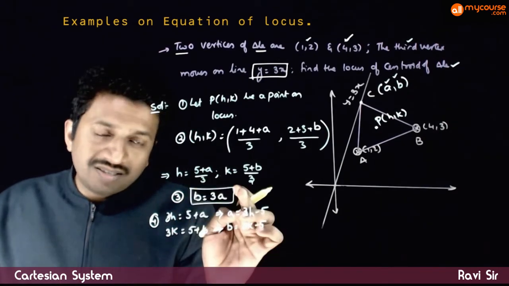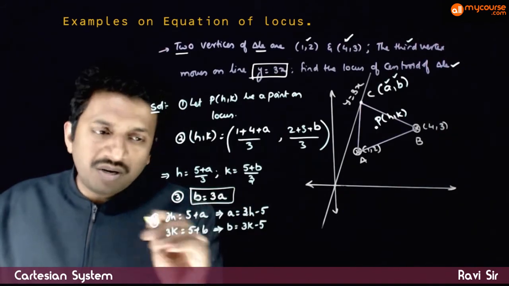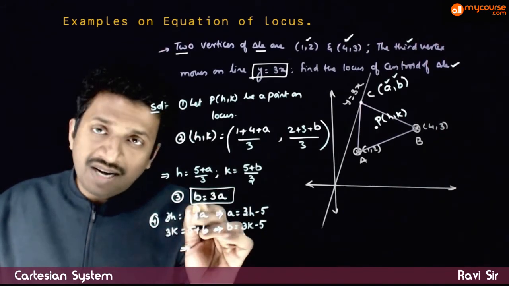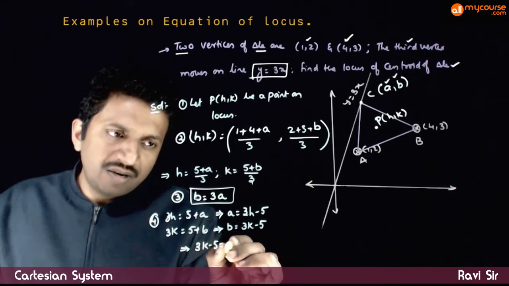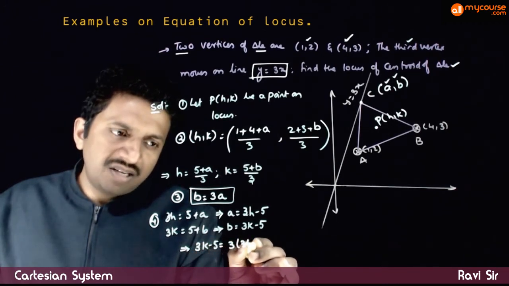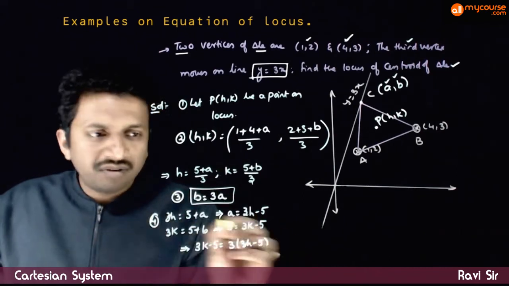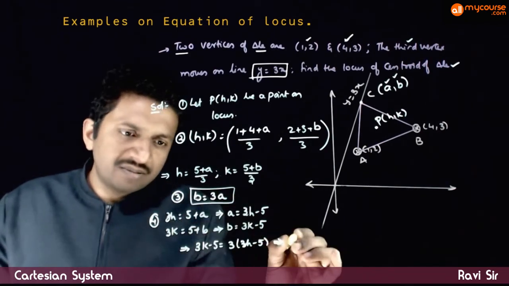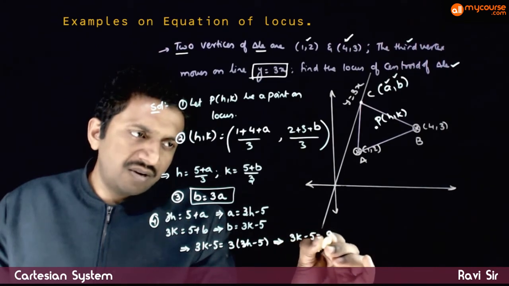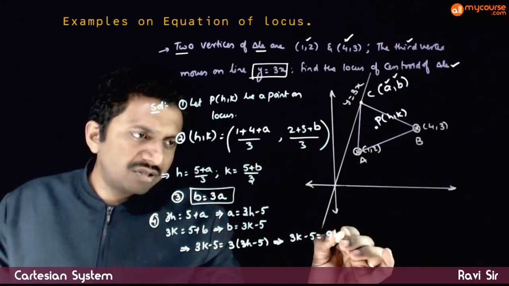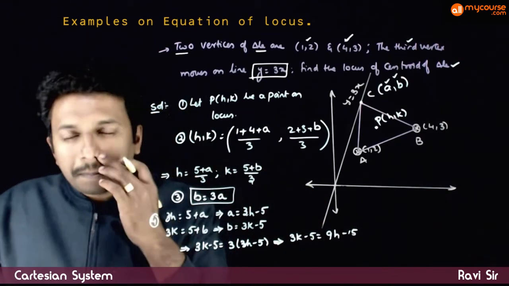So what is the third equation? B is equal to 3A. So to eliminate A and B, 3k minus 5 is equal to 3 times (3h minus 5). This implies 3k minus 5 is equal to 9h minus 15.